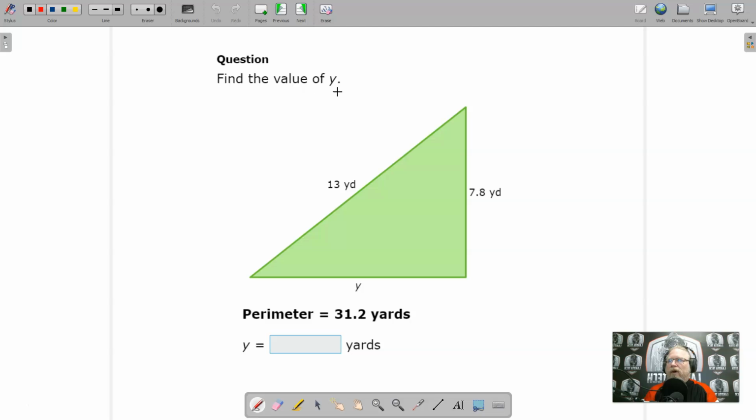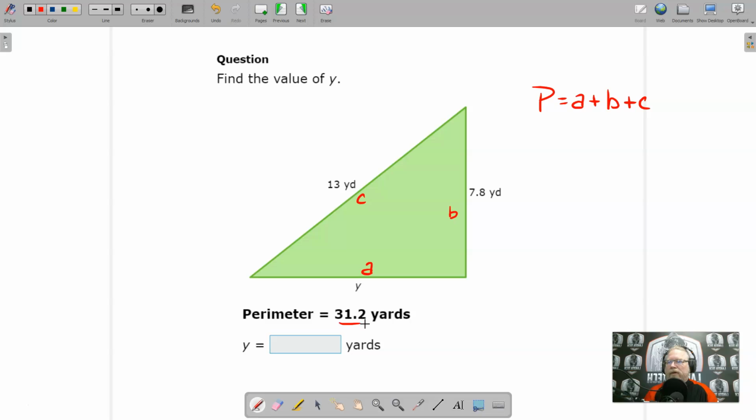Here, find the value of y. Well, for a triangle, there's not really a formula like there is for squares, rectangles, parallelograms and so forth. We just have to realize that the sum of all the sides is equal to the perimeter. So in this case, we'll say the perimeter is equal to a plus b plus c, where a, b, and c are all side lengths. Now many people would just add 13 plus 7.8 and subtract that sum from the 31.2, which is basically what we're going to end up doing.